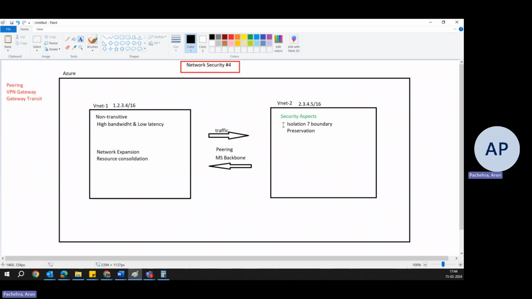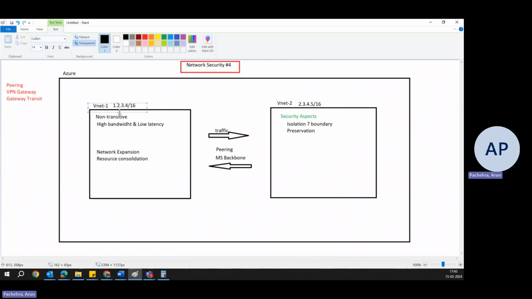This simply means VNets do not inherit policy or settings from one another. For example, if you have NSGs, route tables, or firewall configuration applied to VNet 1 here, it will not automatically apply to VNet 2. VNet 2 still has its own policies, its own NSG, own route table, and everything.